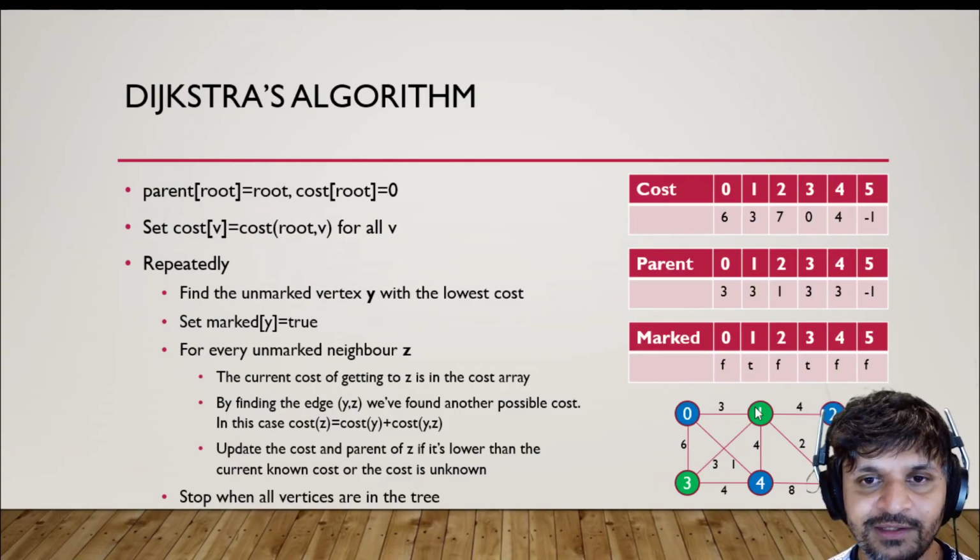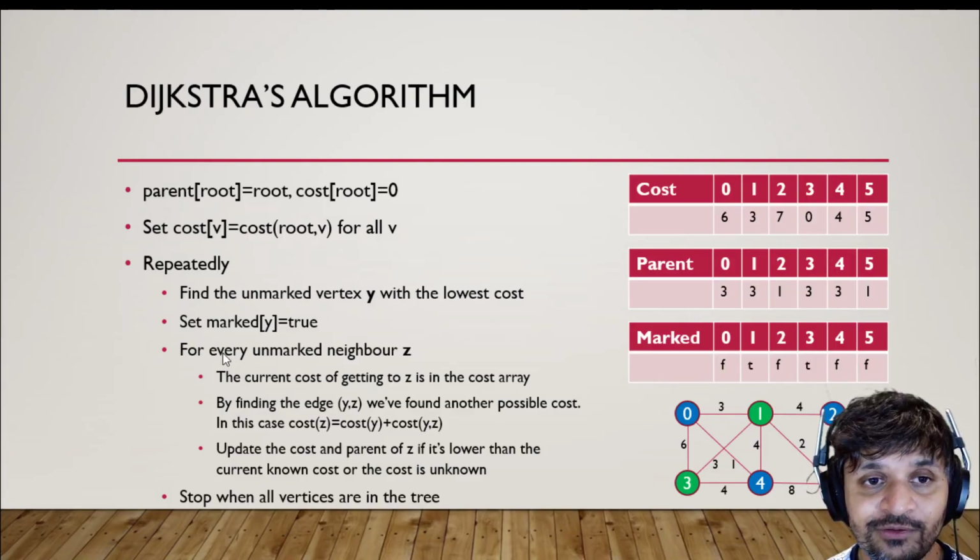The next thing I'm going to look at is the edge 1, 5, which costs 2. The cumulative cost is the 3, which is what it cost me to get to 1, plus the 2, so it costs 5. The current cost of getting to vertex 5 is unknown, so that means I have found a cheaper cost. So I'm going to update the cost of vertex 5 to 5 and its parent to be vertex 1.